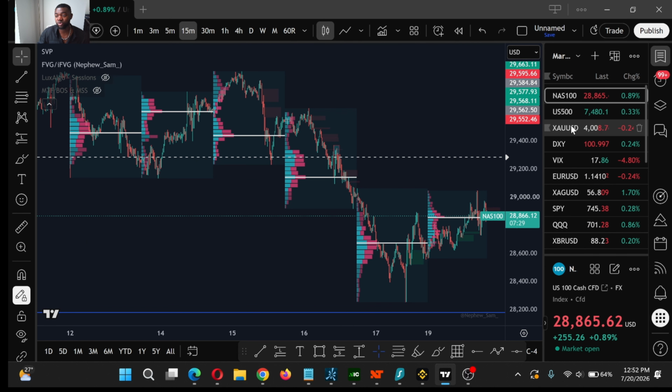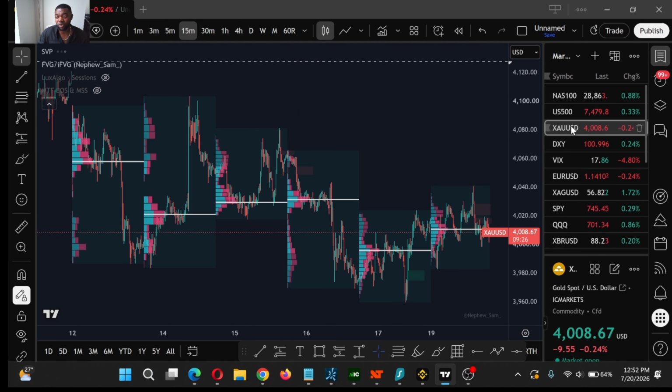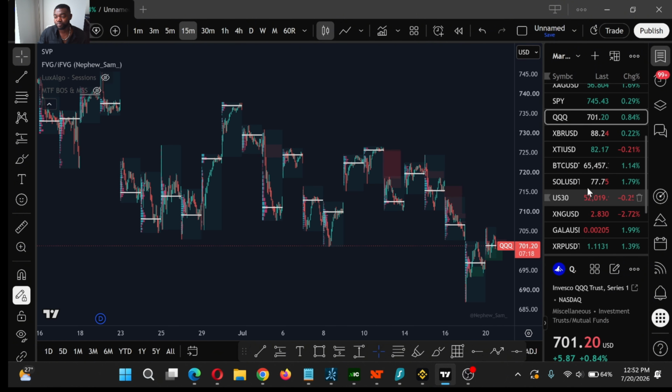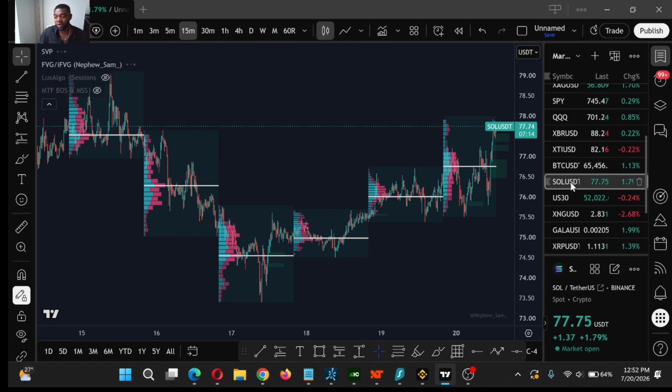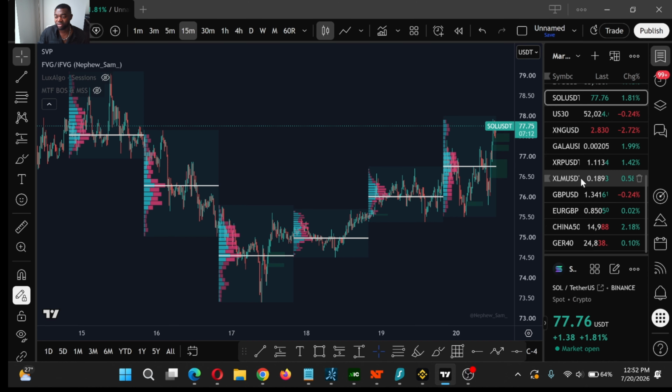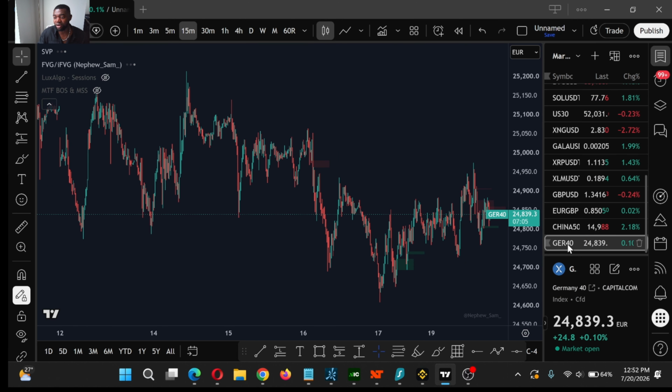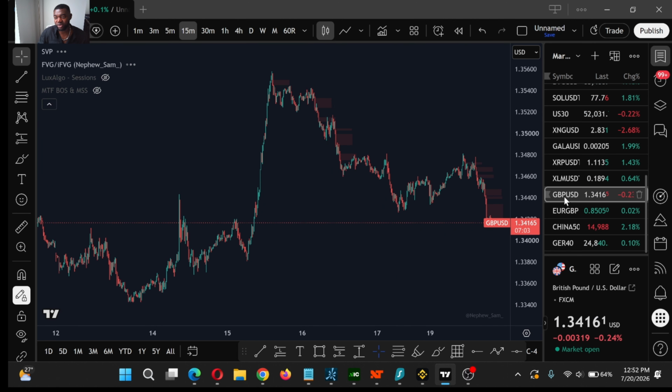On the same Trading View, you can put your gold chart over here all in one. You can put your Euro USD over here all in one. If you trade options, you can have your QQQ. If you trade crypto, you can have your Bitcoin, you can have your Solana all in one. There's a Chinese, I think Chinese market over here. There's a German one. There's a GBP USD.